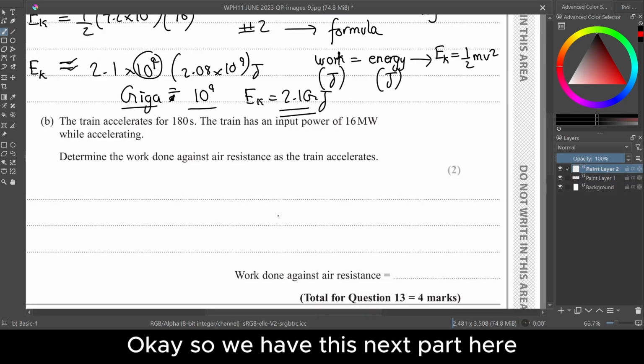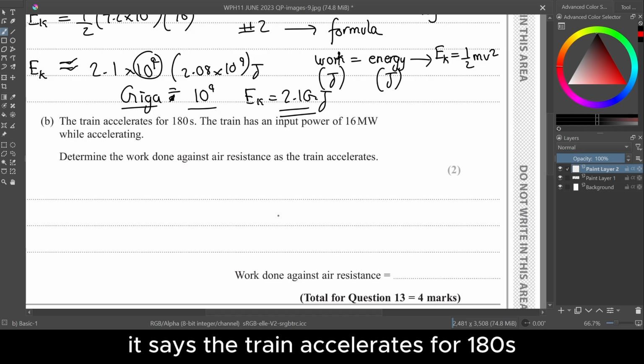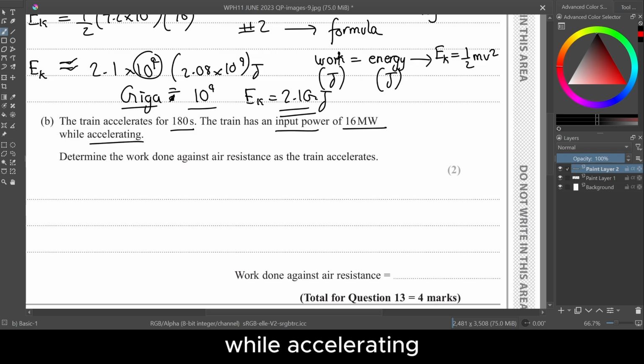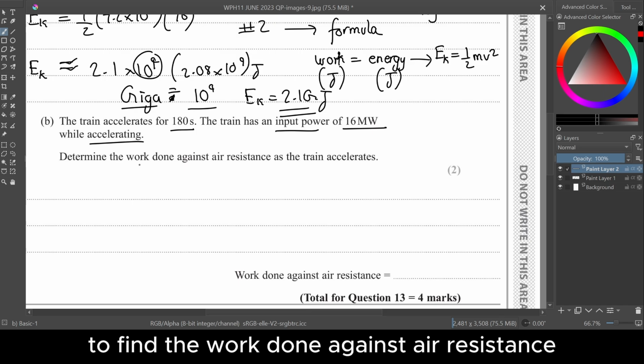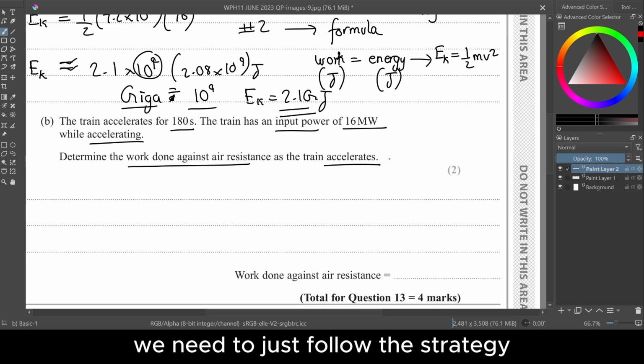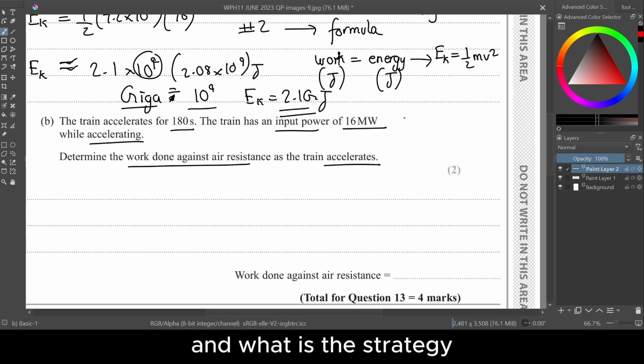Okay, so we have this next part here. It says the train accelerates for 180 seconds. The train has an input power of 16 megawatts while accelerating. Determine the work done against air resistance as the train accelerates. So it's a very simple question. We need to just follow the strategy. And what is the strategy?